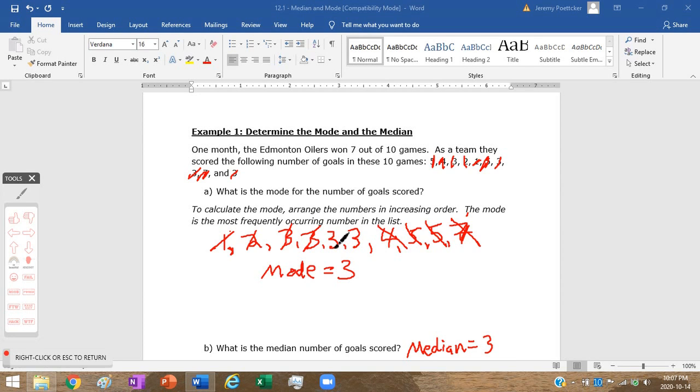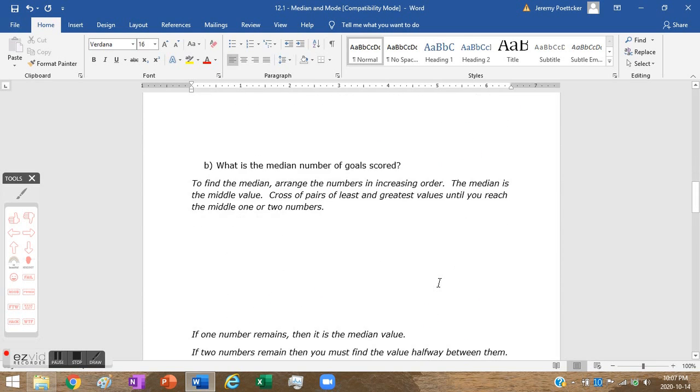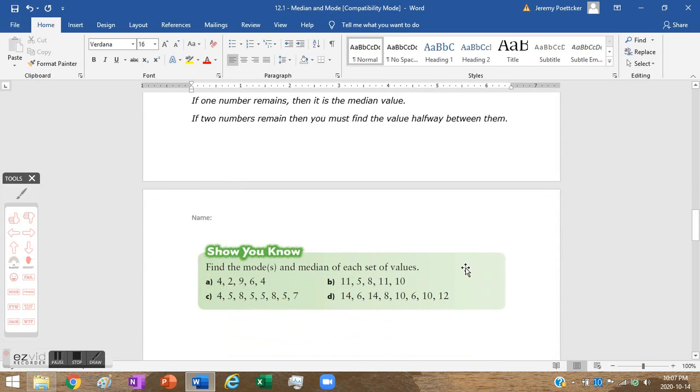If these numbers were not the same, then my median would be the number in the middle of these 2 numbers. Now, obviously, the middle of 3 and 3 is simply 3. But if my middle 2 numbers were not the same, my median then would be in the middle of those ones. All right. So let's keep going. And as it says here, if 1 number remains, that's the median value. If 2 numbers remain, you must find the value halfway between them. Okay.